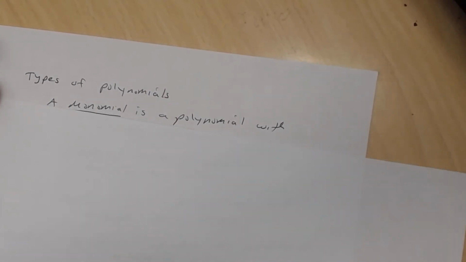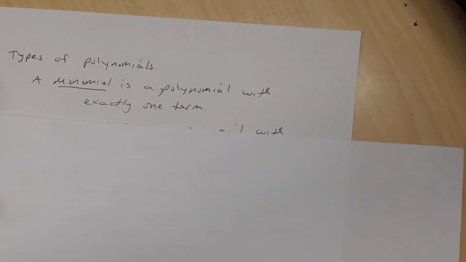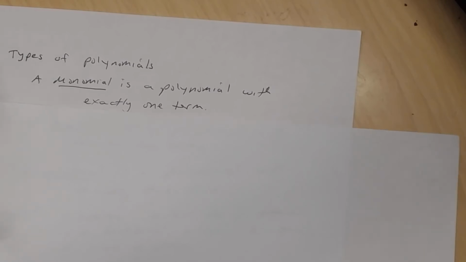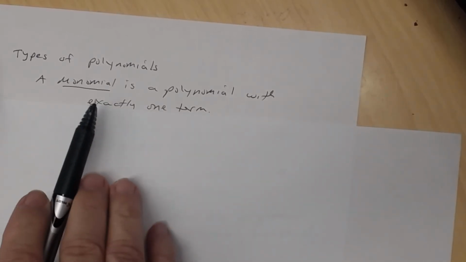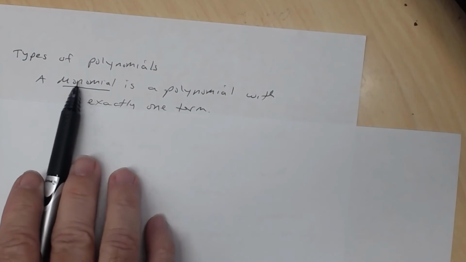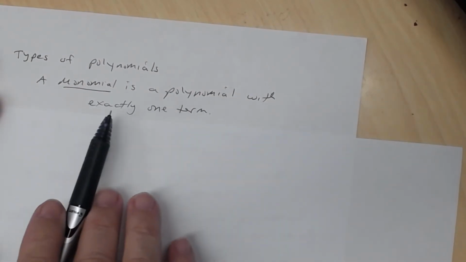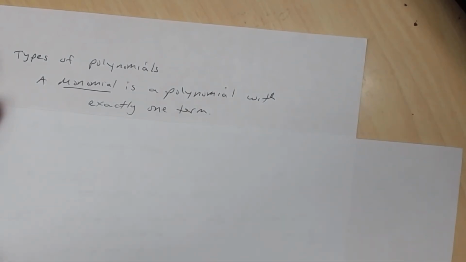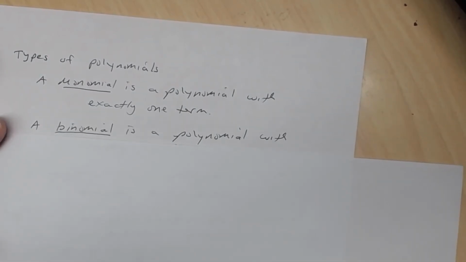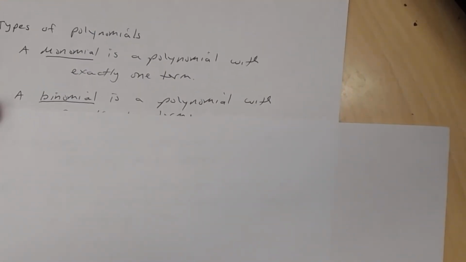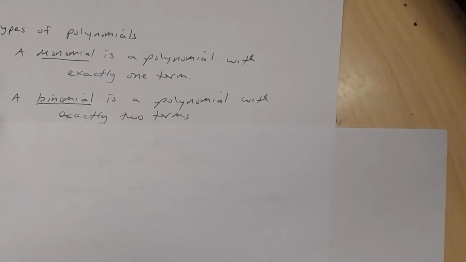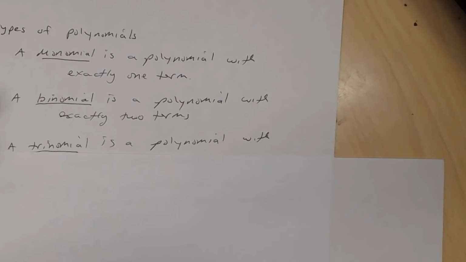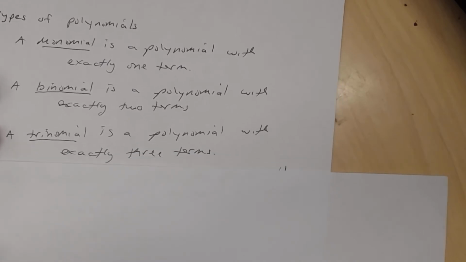As we go through this, just remember that there are going to be 3 types of polynomials. We have a polynomial that could be called a monomial, mono meaning 1, and so it's a polynomial with exactly 1 term. The next one is a binomial, bi meaning 2, like a bicycle, 2 wheels. So a binomial is a polynomial with exactly 2 terms. And then a trinomial, like a tricycle, 3 wheels, is a polynomial with exactly 3 terms.